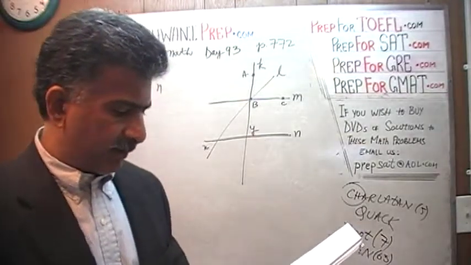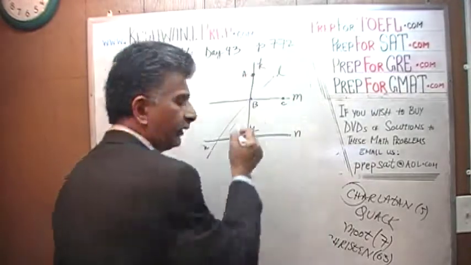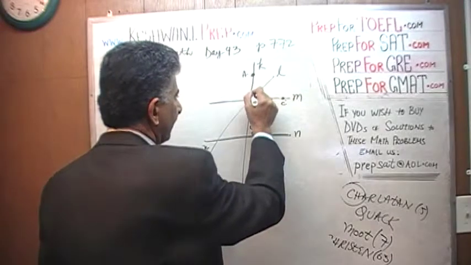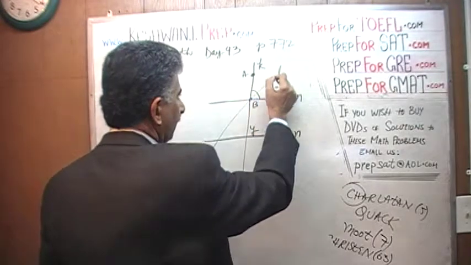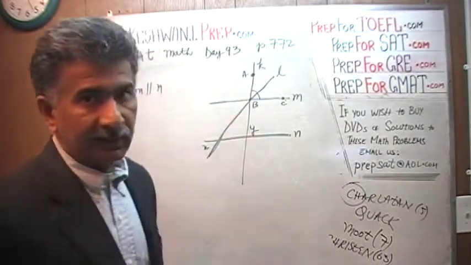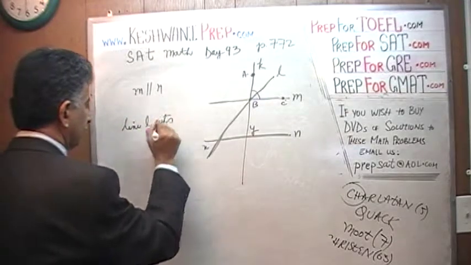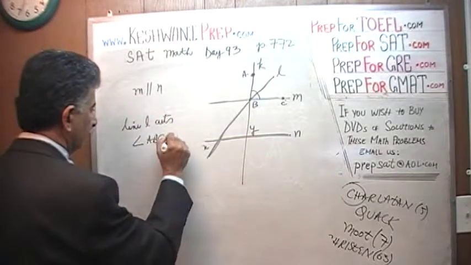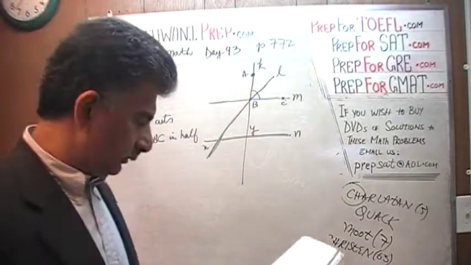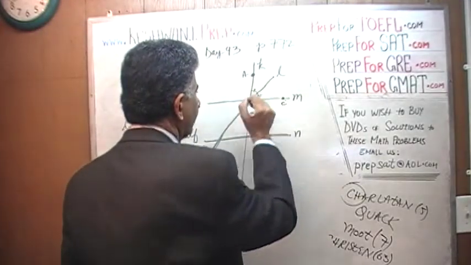And L bisects angle ABC. That's why we need that C. So here's your angle ABC. In other words, this angle that you see there, line L cuts it in half. Line L cuts the angle ABC in half. That's what it means to bisect. Which means these two angles are equal to each other.